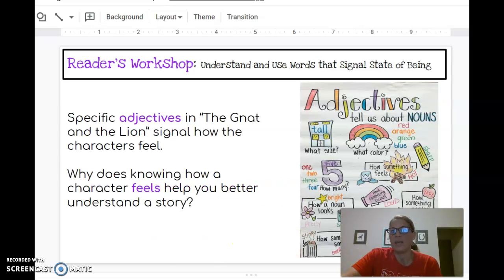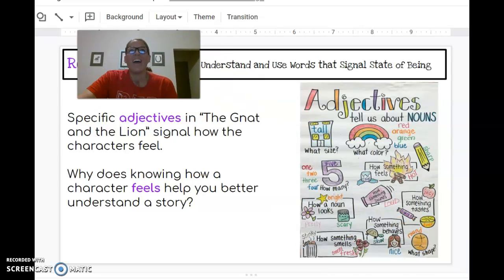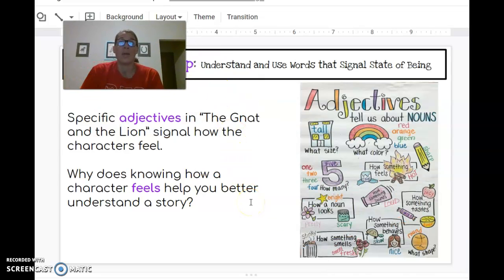In order to describe the words and actions, I want to refresh your memory on adjectives. So move my head. There we go. Adjectives are words that describe a noun. They give us descriptions. Sometimes it's physical descriptions, red shirt, dirty blonde hair, blue eyes. Sometimes they are words that describe sounds we hear, smells, kind of the five senses. But we're going to be talking about adjectives that describe the gnat and the lion and how they feel, and how those things also help us to understand the characters.